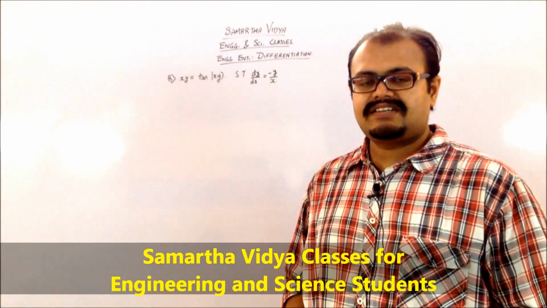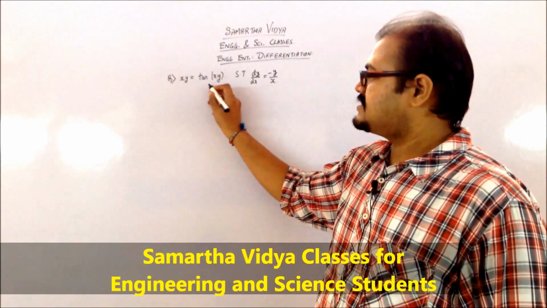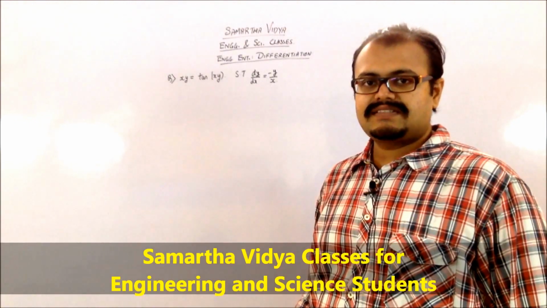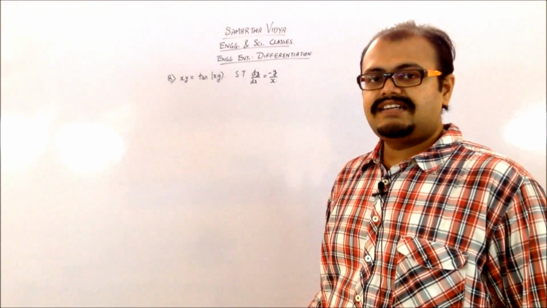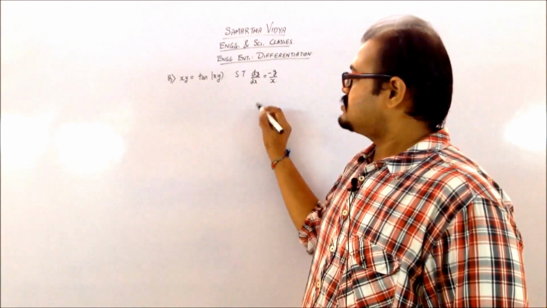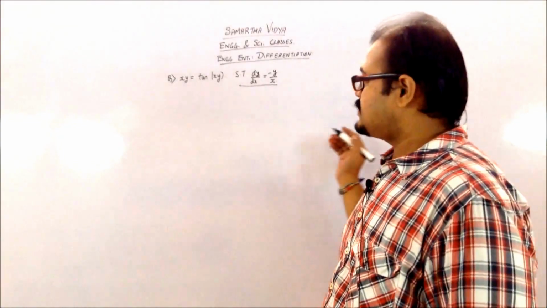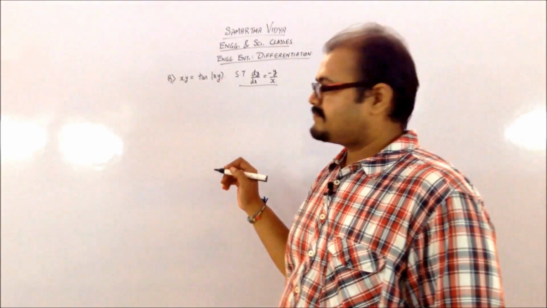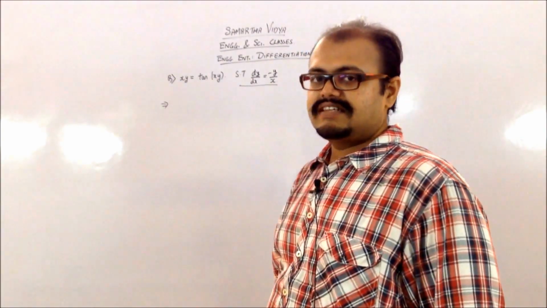So let us see this particular problem, which is a type of implicit function. You can see that xy is equal to tan of xy. In this question, you can see that y is not specifically in terms of x, or x is not specifically in terms of y. So you have to show that the derivative dy by dx is going to be minus y by x. So you need to take the derivative of this directly.